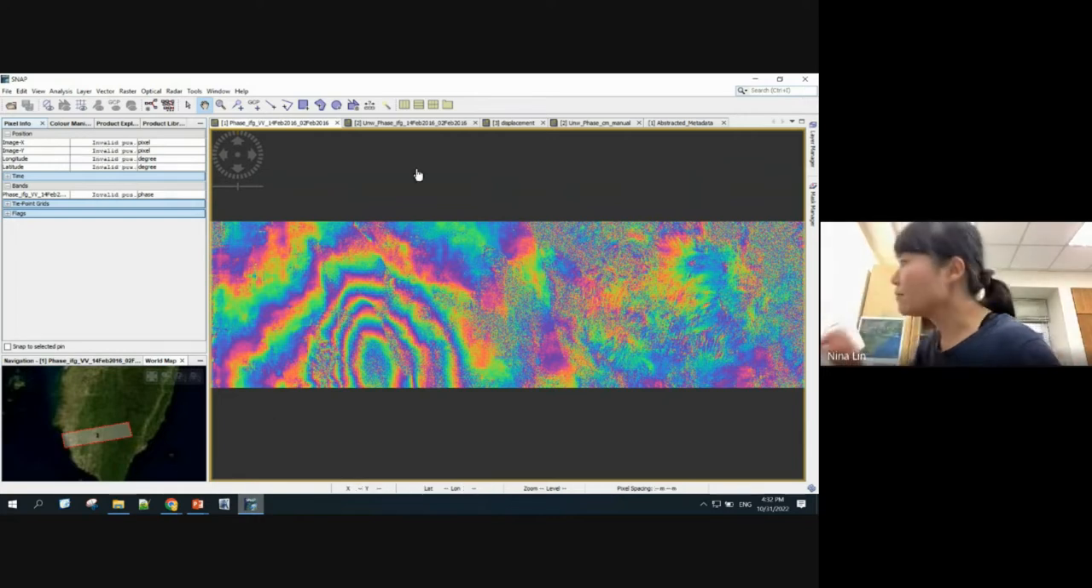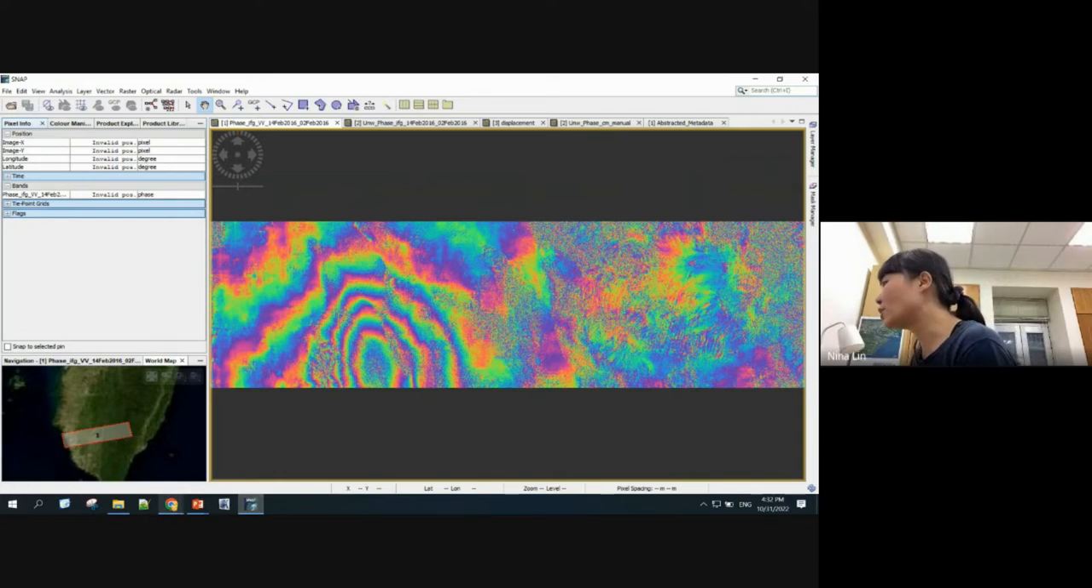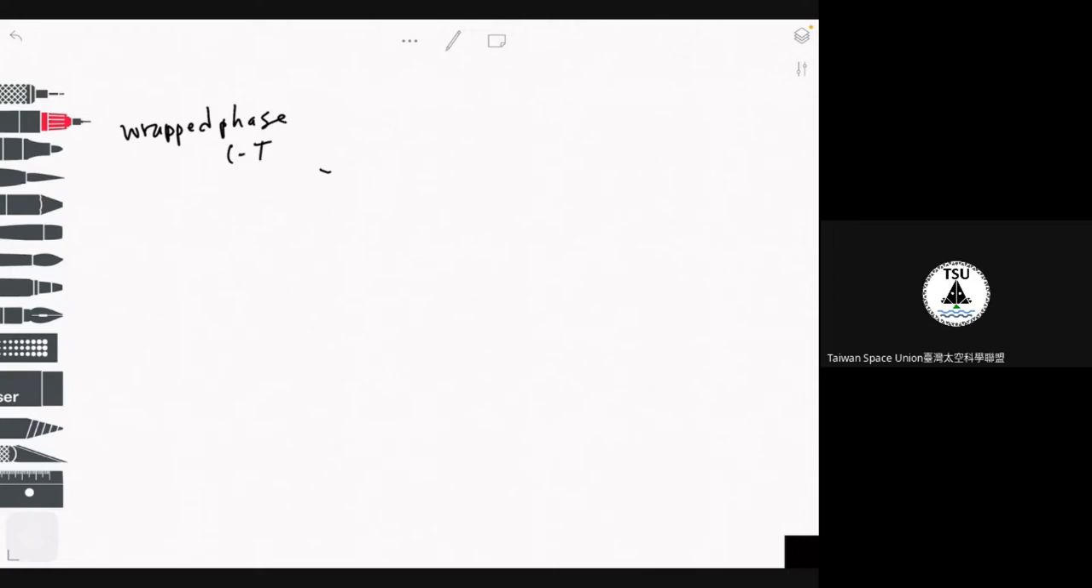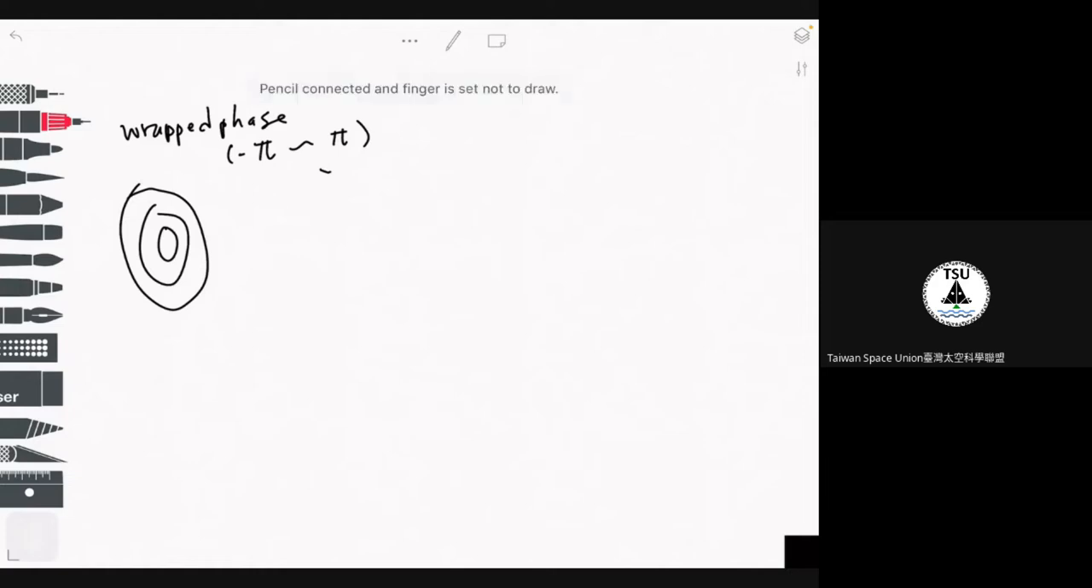So if I quickly draw, are you seeing a whiteboard now? Yes, very clear. Okay, great. So let's say it's a wrapped phase, and again, this is minus pi to pi. So this is the interferogram fringes that we just saw, right? For example, if I cut a line, a profile from outside to inside, what you're seeing is something like that.